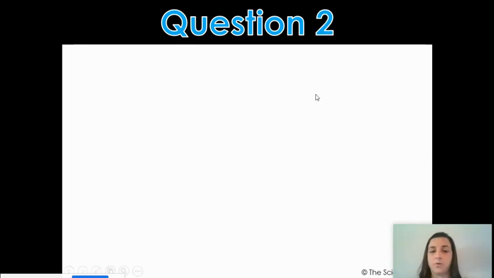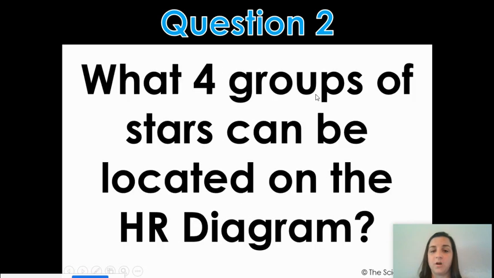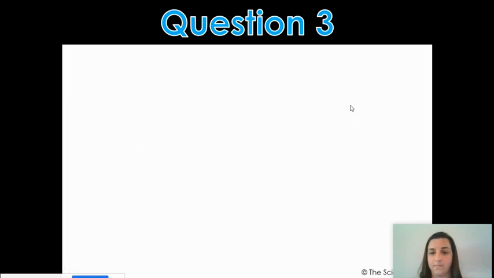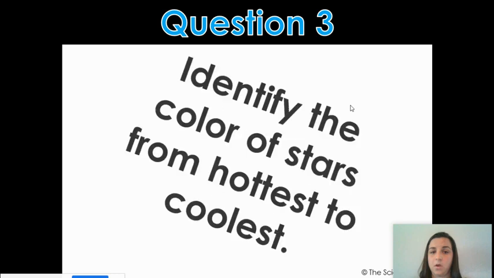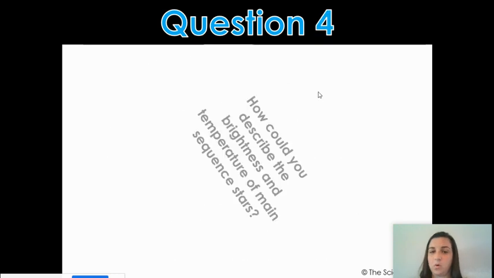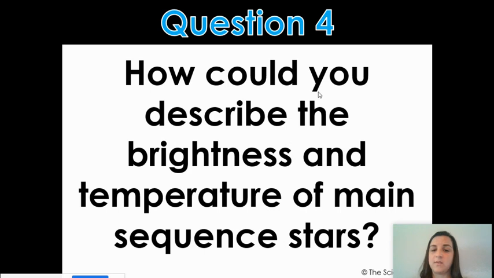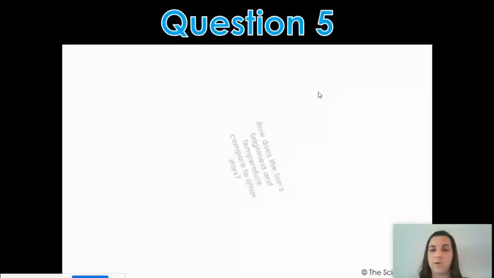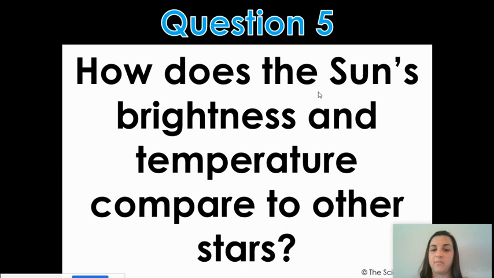Question 2, what 4 groups of stars can be located on the HR diagram? Question 3, identify the color of stars from hottest to coolest. Question 4, how could you describe the brightness and temperature of main sequence stars? And then question 5, how does the sun's brightness and temperature compare to other stars?